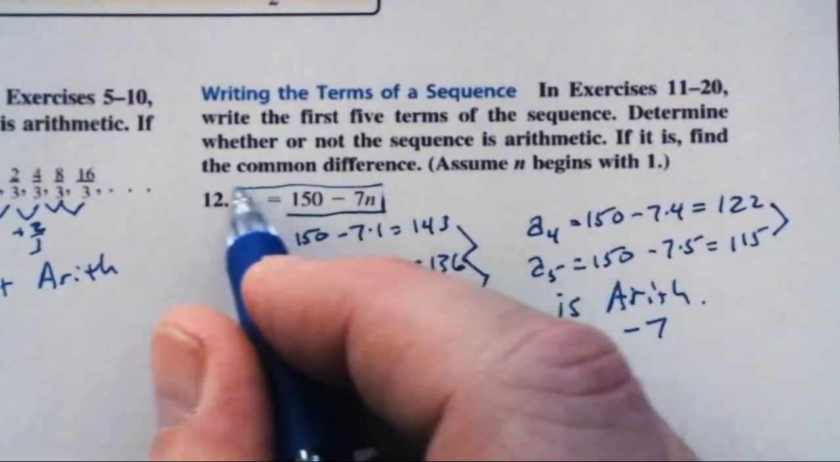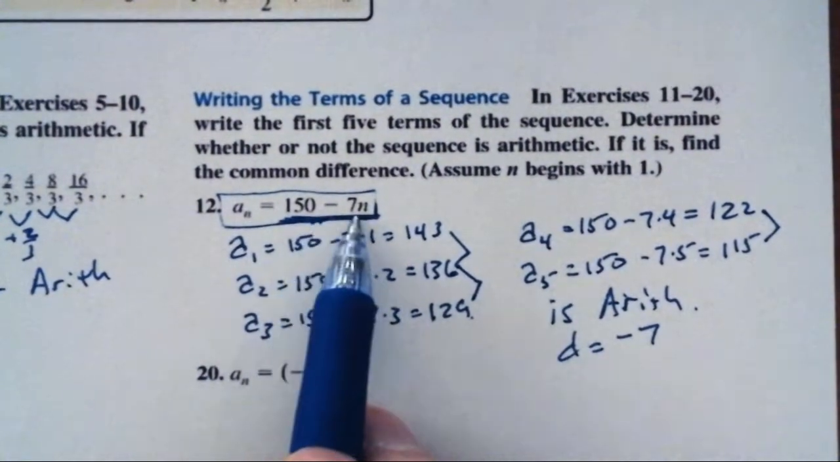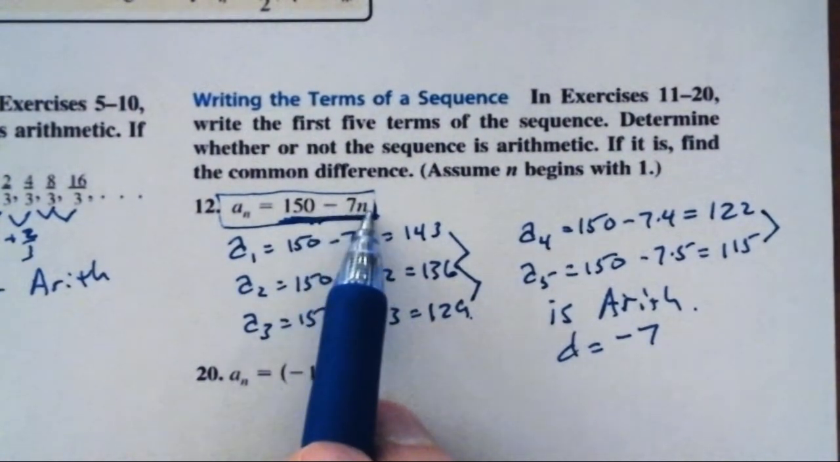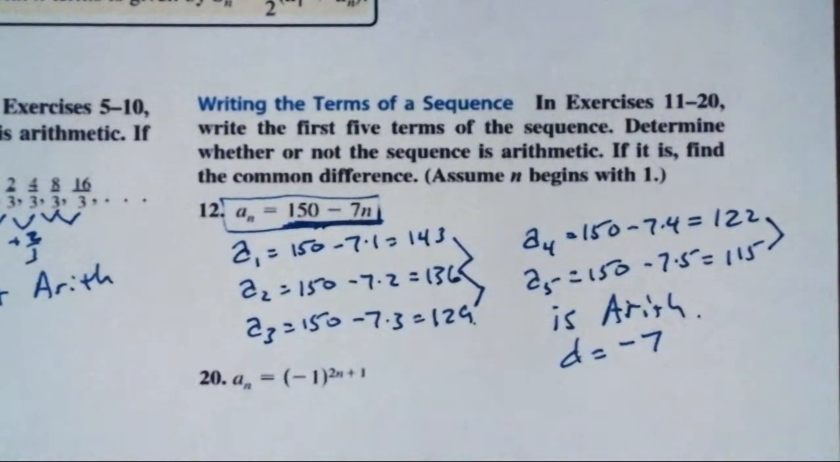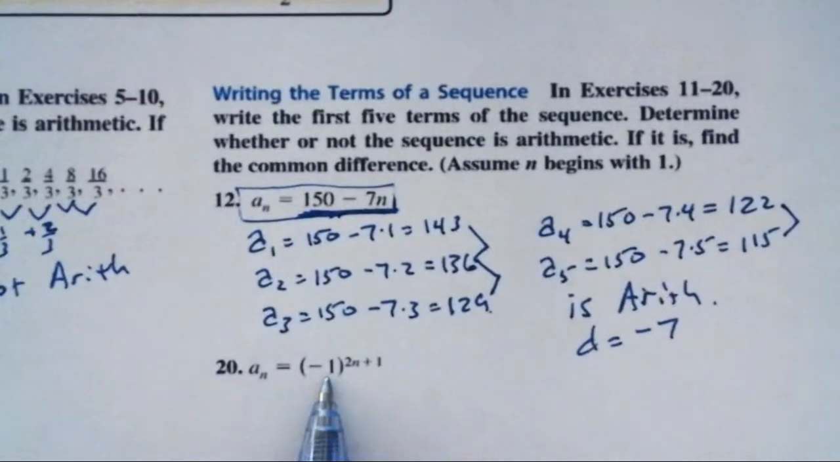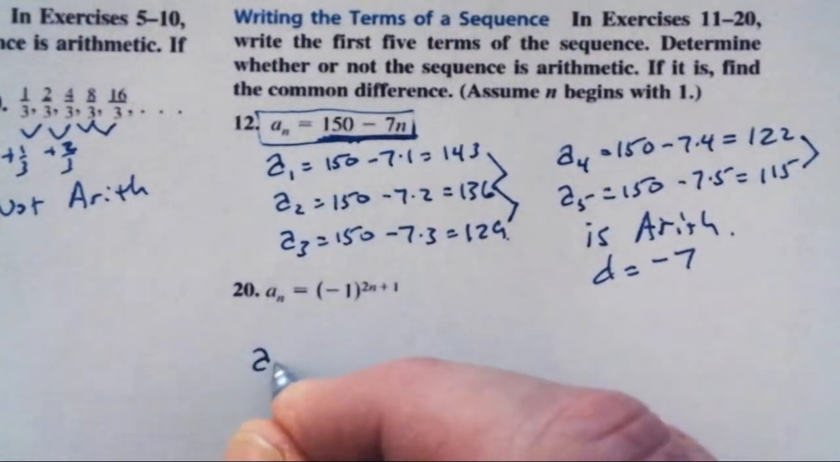You may start to recognize that if we have a linear equation, just plus or minus something times n, and no other n's in there, no squares, it's going to be arithmetic. But that's not a two-way street. This is clearly not linear. Let's take a look at what happens.